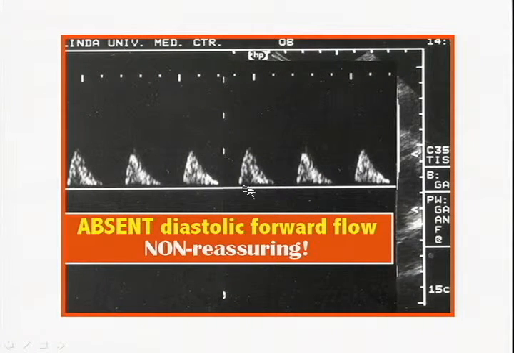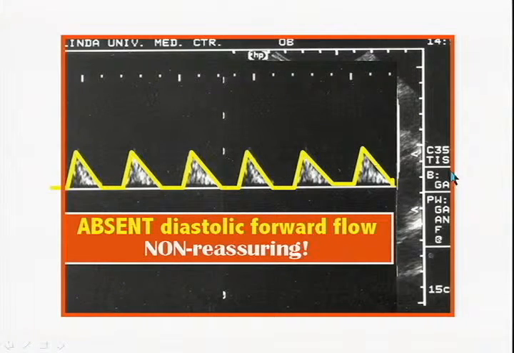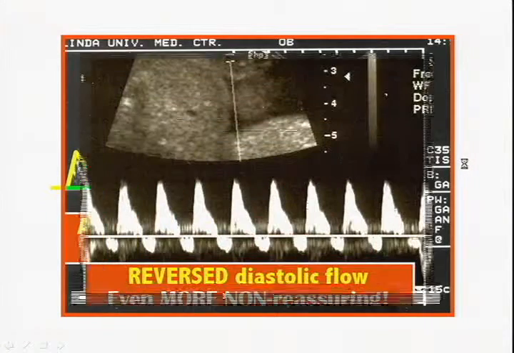What do we see here? This is the peak of systolic flow, but where's the diastolic flow? There is none. Absent diastolic flow. Not reassuring. This shows significant vasoconstriction. The worst is yet to come.